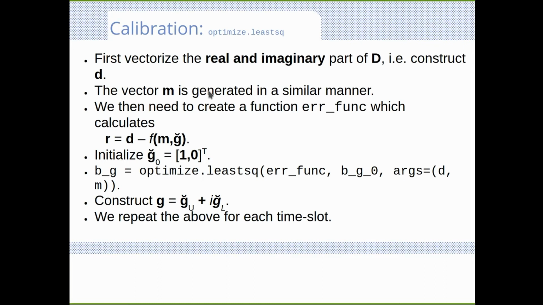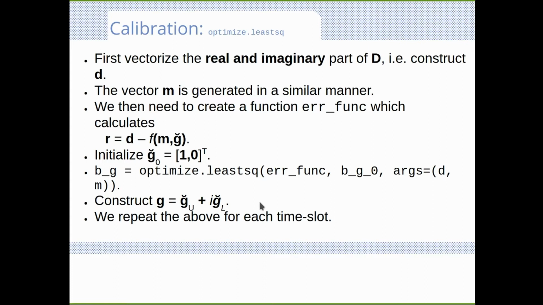So we have the data vector, we have some model vector, and we are then creating an error vector, so an error function, and we initialize our gains to some initial guess. We call least squares in the SciPy optimize package, just as an example of how to do this in practice. For both the real and the imaginary, then we reconstruct a complex vector, G, which is an amplitude and a phase. And then we repeat the above for each time slot or time-frequency slot, depending on how you carved up your data.